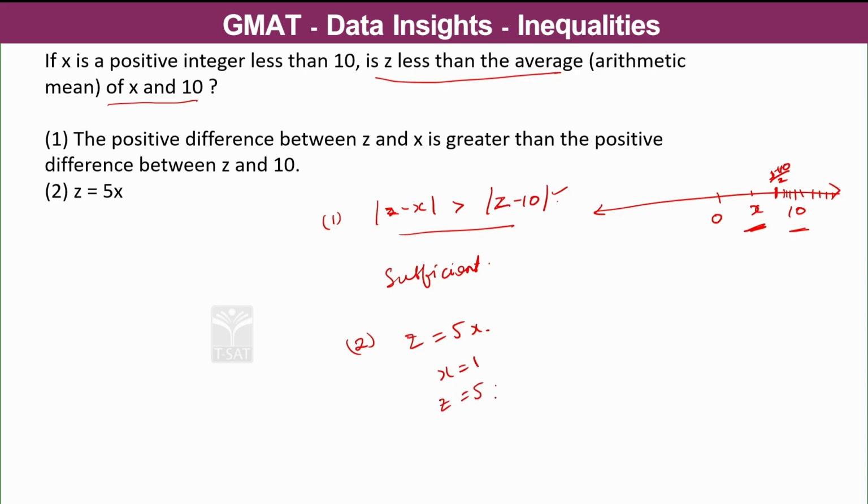So, if x is 1 and z is 5, it is closer to x than it is to 10. But if x is equal to 2 and z is equal to 10, then it is closer to 10 than it is to x. Therefore, it is insufficient to answer, because it can be closer to x or it can be closer to z, depending on what x is. So, option 1 is sufficient to answer the question, but option 2 is insufficient to answer the question. We can say that the answer is option A.